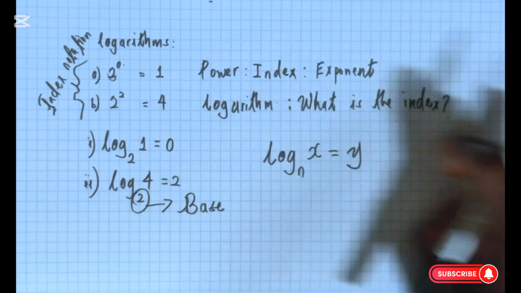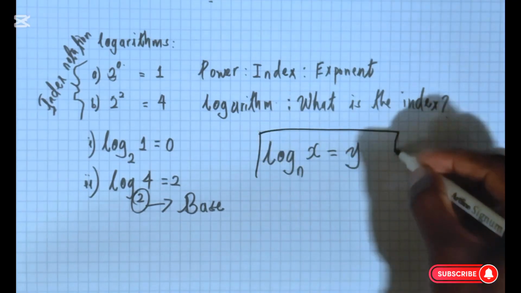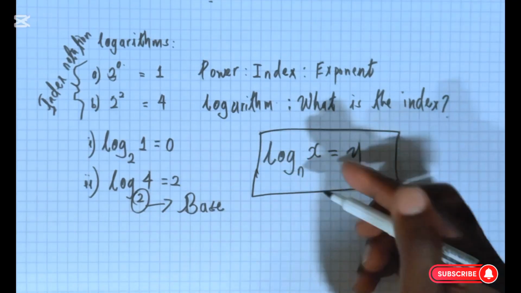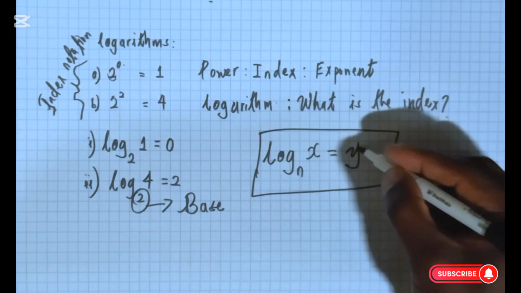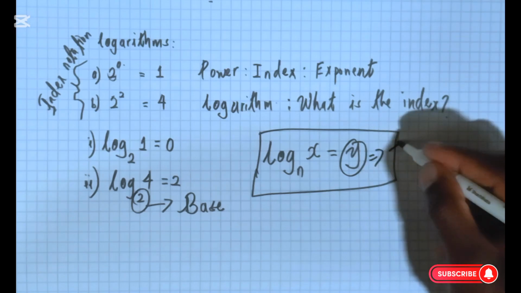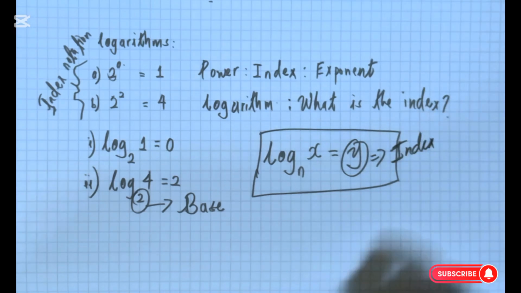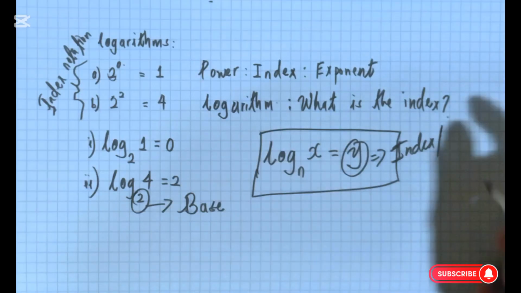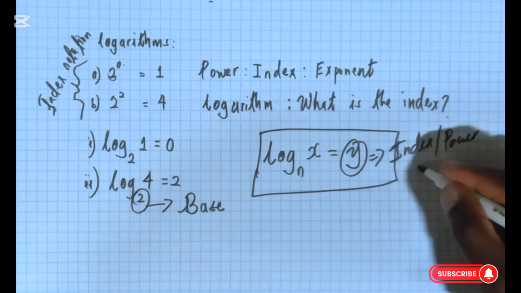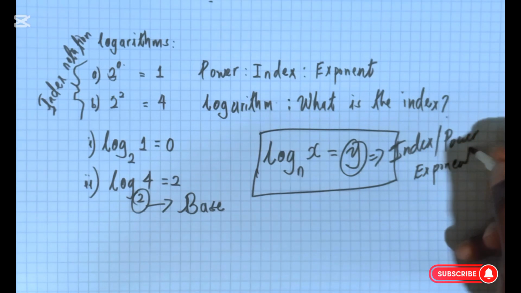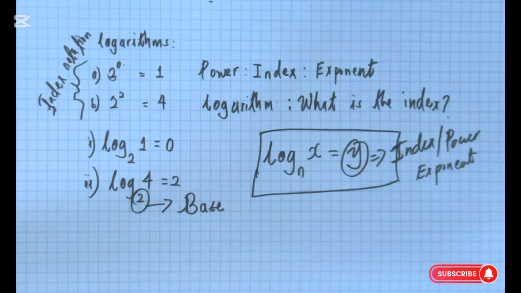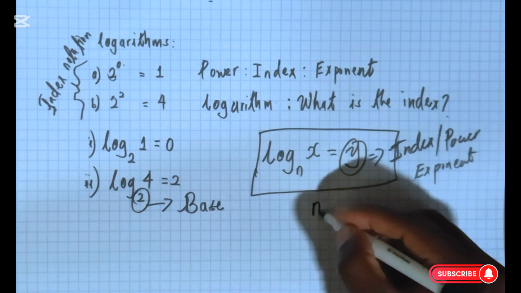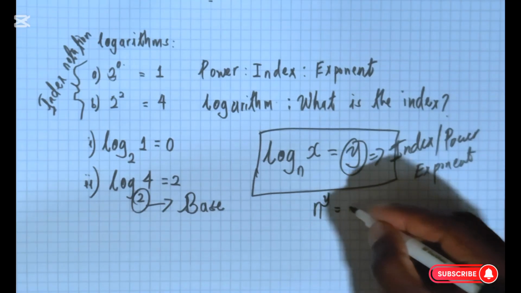So the general format for all logarithmic notation is always going to look like this, where n is the base, and the base, I've told you, is the number that we always raise a power to. And y is the index, or you can call it the power, or exponent. And x is usually the number that you get out of raising n to the power y. So this here is the same as n raised to y to give us x.